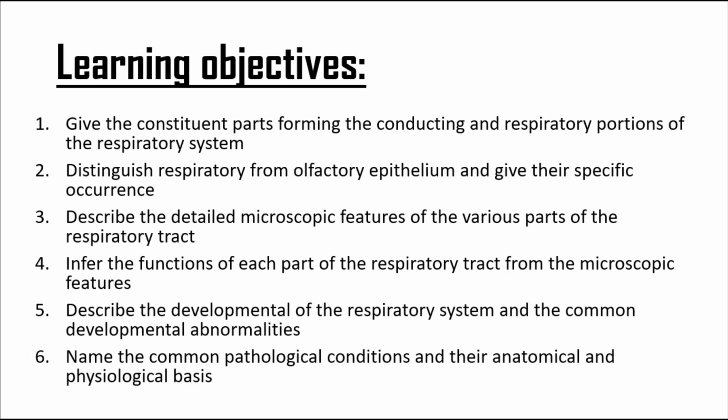So objective number 1 is to give the constituent parts forming the conducting and the respiratory portions of the respiratory system. As we know, the respiratory system is made up of the conducting portion and the respiratory portion. Very soon we're going to look at the parts that make up the conducting portion and the respiratory portion.